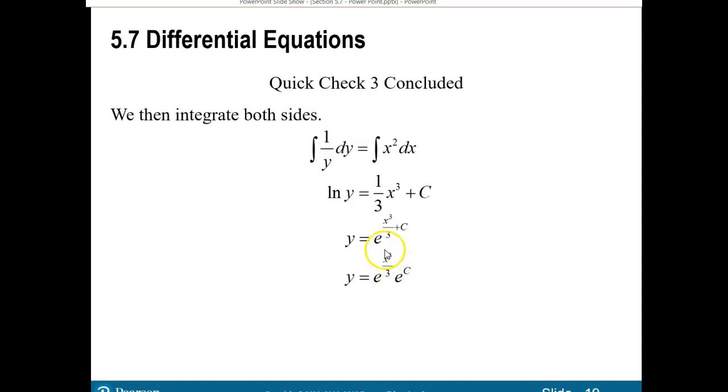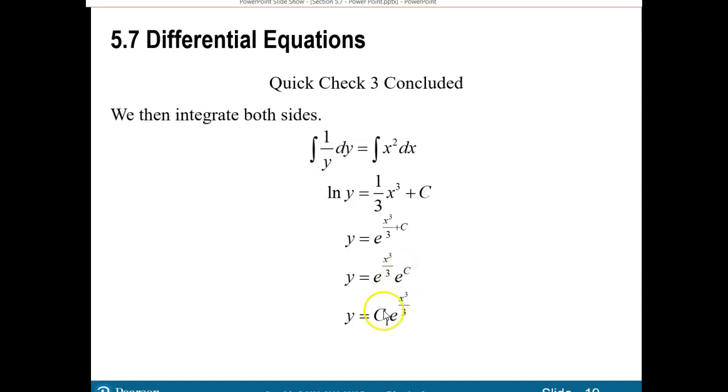Then they do some simplifying from here. So just using exponent rules, e to this power is the same as writing e to the x cubed over 3 times e to the c. The reason you know that is if you had like bases that were multiplied, you would simplify by adding the exponents. So they're just doing that in reverse. So e to this power times e to the c power. And because e is a constant and c is a constant, e to that power c is just a different constant. So kind of like the last one, they clean that up a little bit.